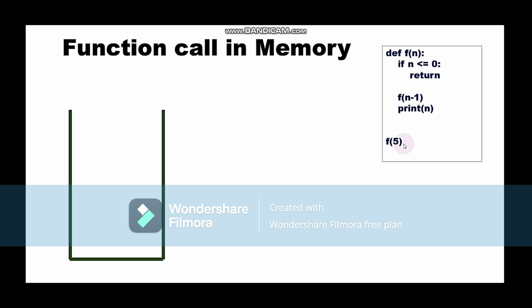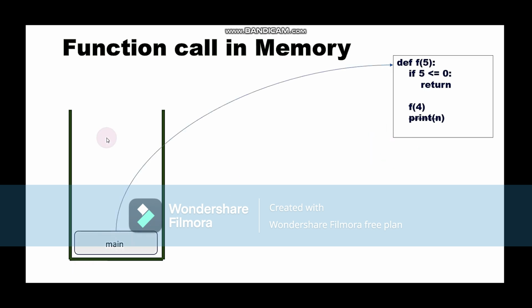Now the main function is calling for f of 5. See, the main function will call for f of 5. As the main function calls f of 5, it will wait in the stack until f of 5 will return something. So now f of 5 starts executing and it will check for the base condition, that is 5 is less than or equal to 0. It is not true. So it will go and execute f of 4.